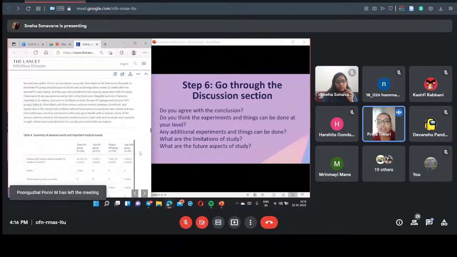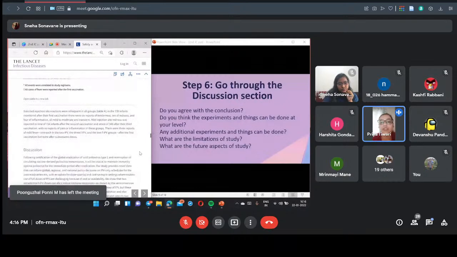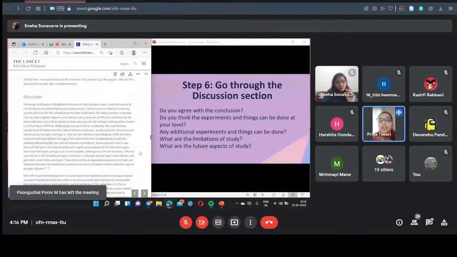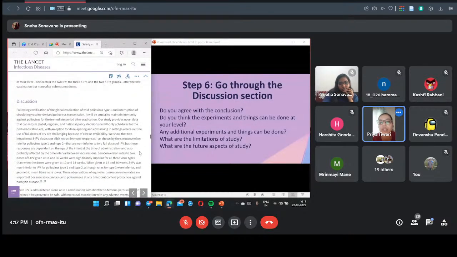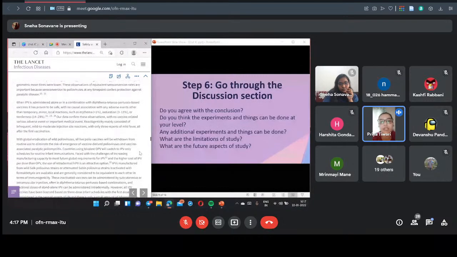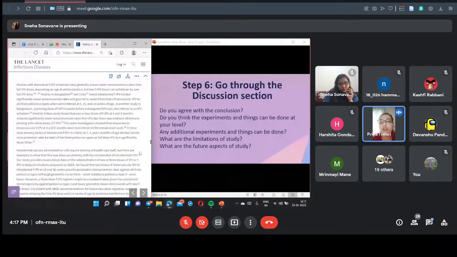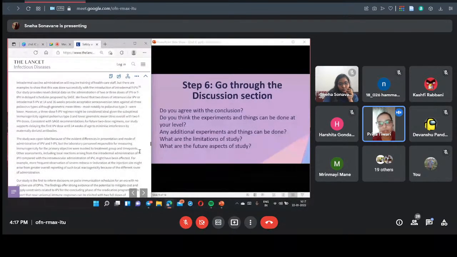Now you'll go through the discussion section. You'll read the discussion section entirely, and you will see whether you agree with the conclusions and the things which the author has written, and do you think that the experiments and things can be done at your own level, or is there any research gap you can find over here, and any additional experiments and things that can be done.